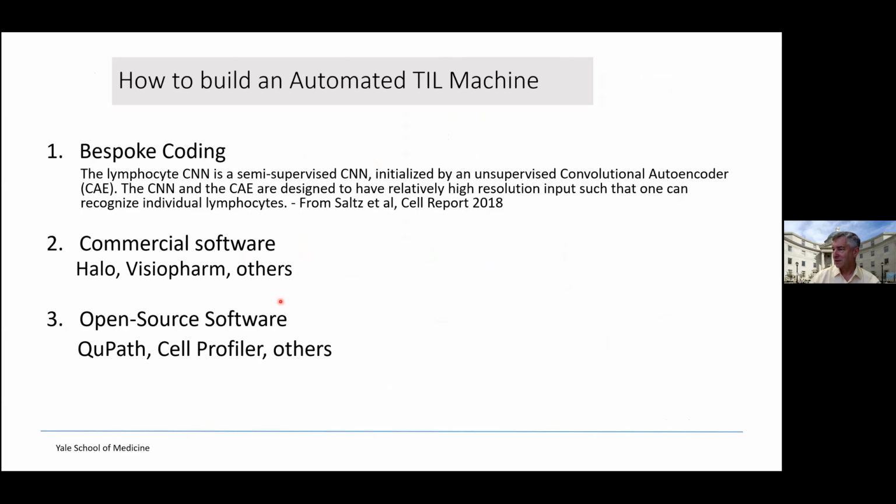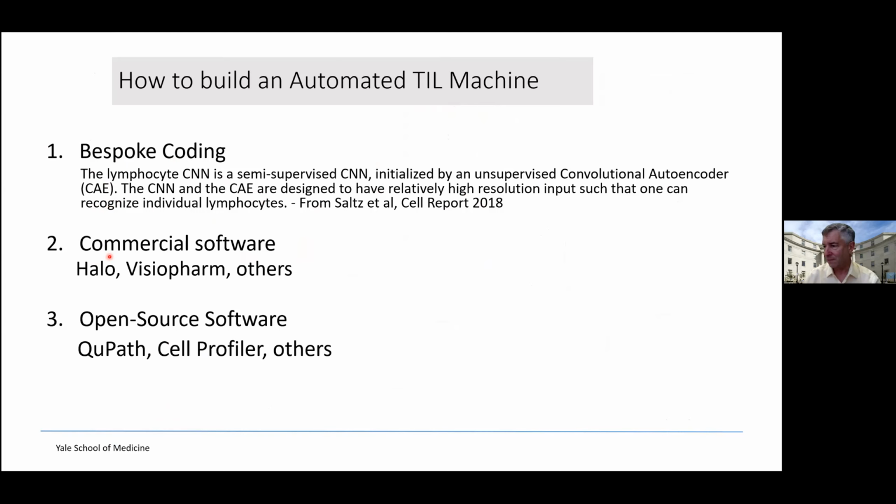So what are the methods for automated TIL or machine reading of TILs? One is bespoke coding, and that's what the Saltz group did in their report in Cell and continues to do, where they use their own systems and do absolute coding, although they may use some publicly sourced data. The entire package is not in a form that I as a pathologist can pick up and use, or that can easily be incorporated into clinical work in the US or anywhere around the world for that matter.